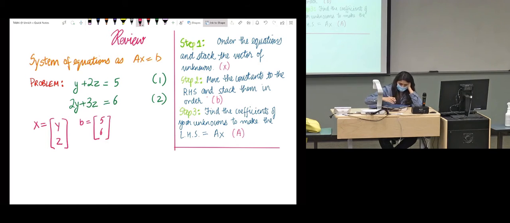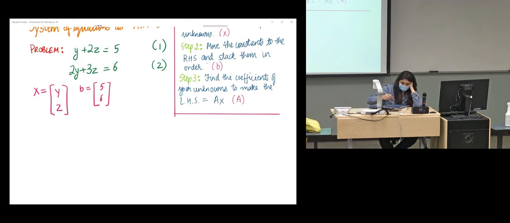Now what's left to do is, these are the only things you had liberty with, and now you can't change anything, and you have to find out the coefficients for the system of equations. So I get A is, the coefficient of y in the first equation, because we're going to do it in order this time. The coefficient of y in the first equation is 1. The coefficient of z in the first equation is 2.